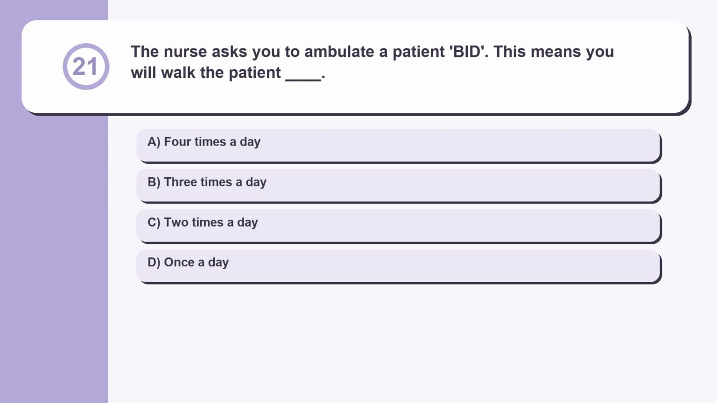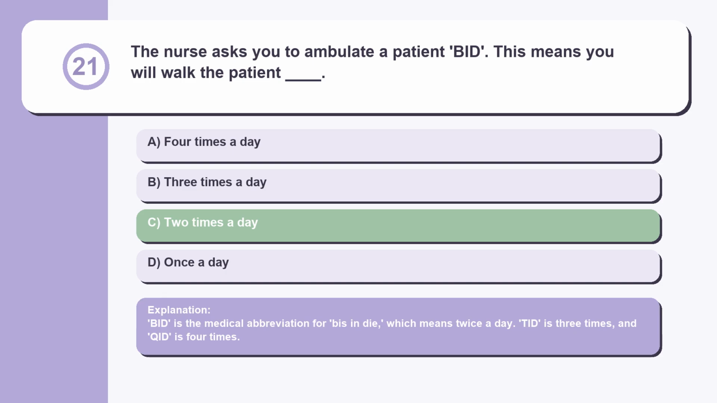Question 21. The nurse asks you to ambulate a patient BID. This means you will walk the patient: 4 times a day, 3 times a day, 2 times a day, once a day. BID is the medical abbreviation for bis in die, which means twice a day. TID is 3 times, and QID is 4 times.